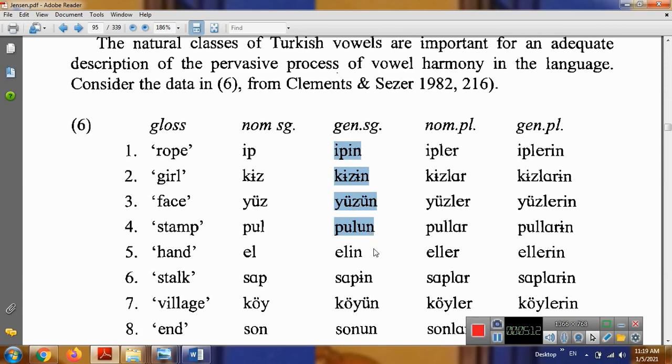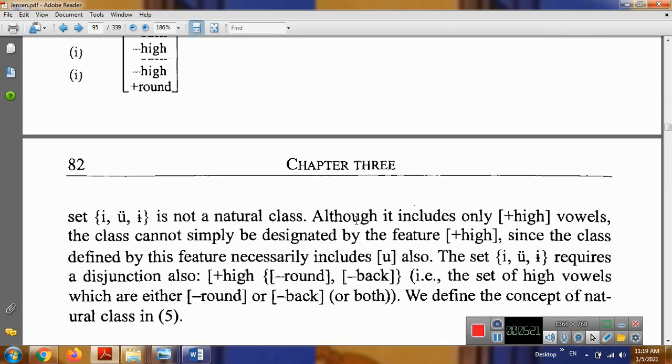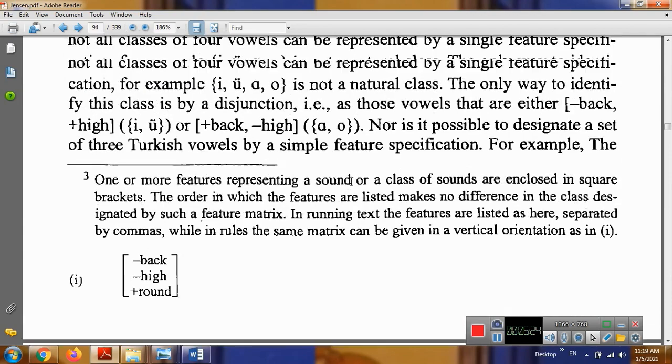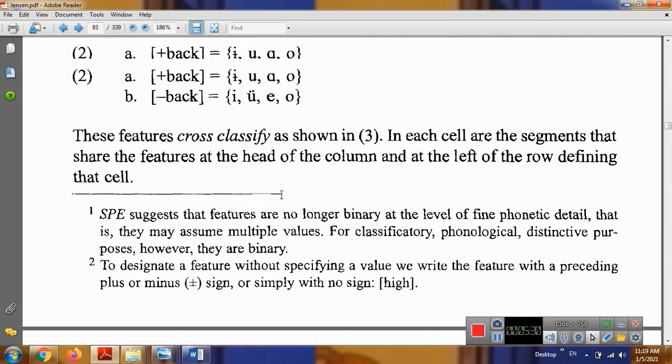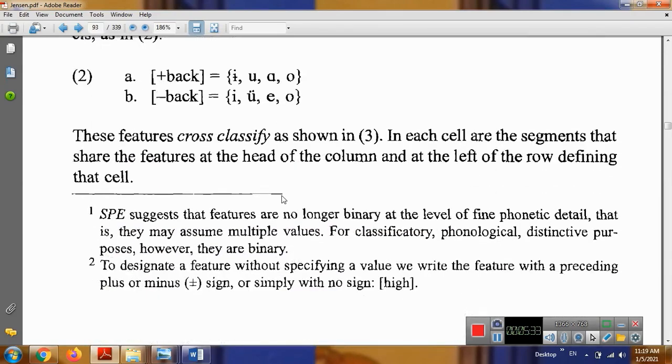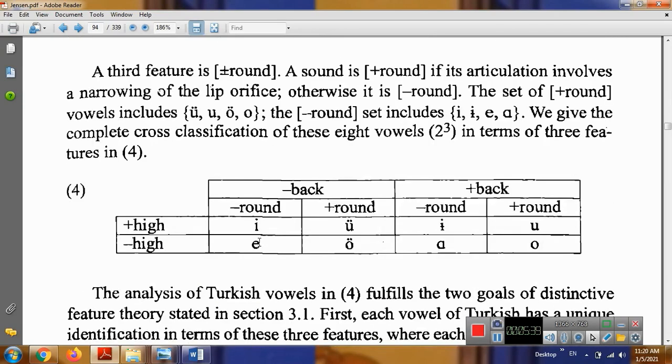But what is the shared feature, for example, between such vowels? i, ı, ü, u. Pay attention to this table, please. We have i, ı, ü, u. Here, these vowels are plus high. These four vowels are plus high.